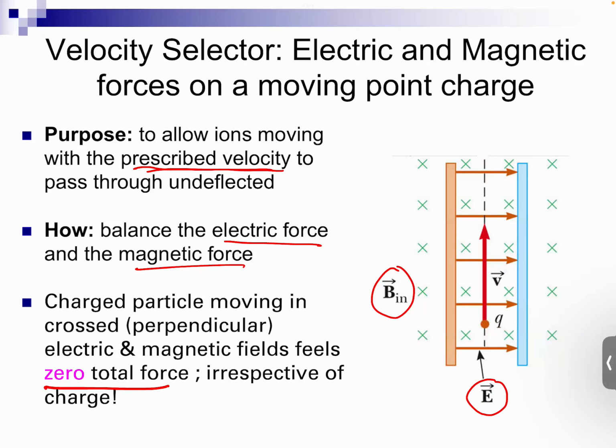So any charge with that prescribed speed that balances out the electric force and magnetic force will pass straight through, but any other charge with a different speed will be deflected towards the plates. Okay. And they won't reach the mass spectrometer. They won't contribute to the uniform circular motion later on. Okay.